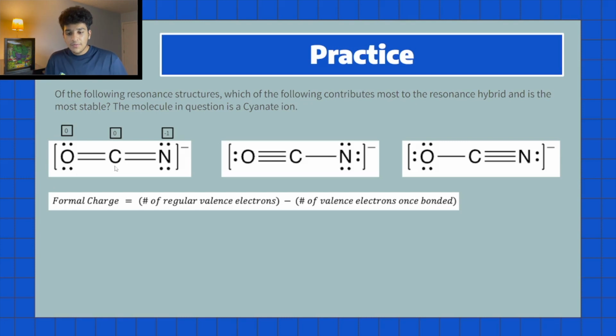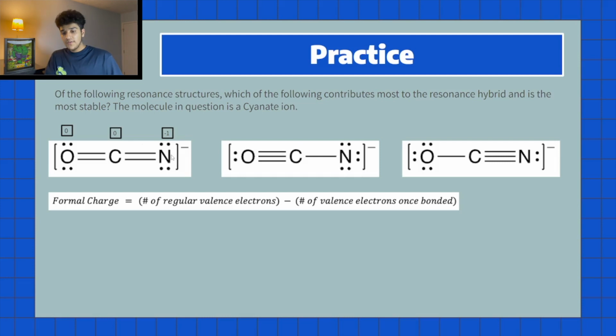Same applies for this carbon, which has 4 valence electrons normally. And again, we have 4 that it has once it bonds, so 4 minus 4 is 0. Now the nitrogen is where it gets interesting, because nitrogen normally has 5 valence electrons, right? But once it bonds, it has 1, 2, 3, 4, 5, 6. So 5 minus 6 is -1, and we get that -1 charge on this nitrogen.